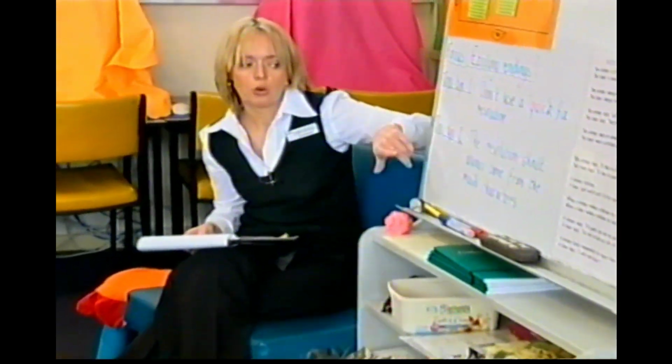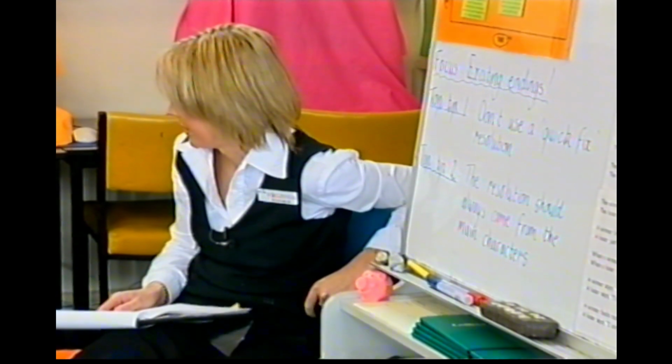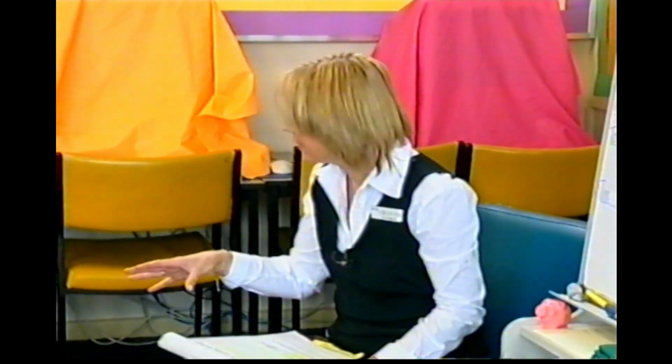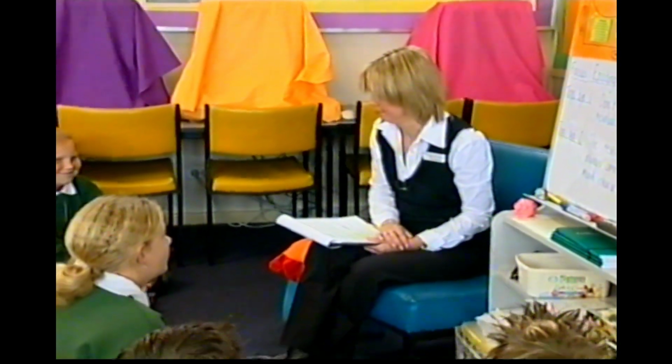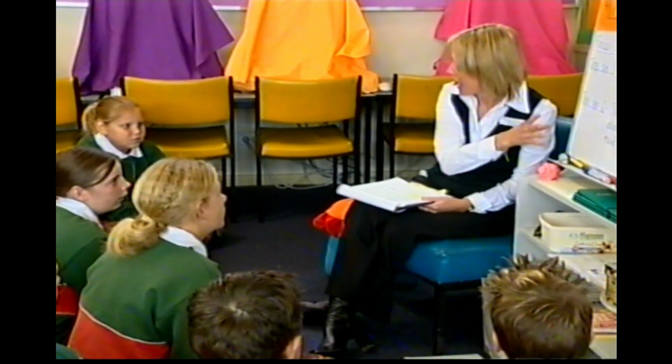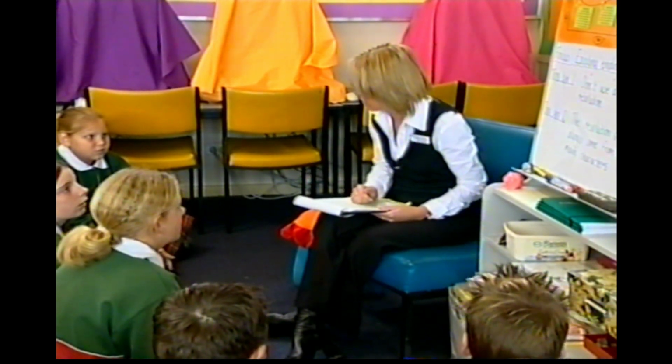Now, the next tip is that the resolution should always come from the main characters in the story. It should come from the inside. So you don't want to bring in a completely new character that you haven't mentioned or you've only mentioned once or twice and they come in and save the day, because they've had nothing to do with your narrative. So it doesn't make sense that a stranger would come in and save the day. You want your main characters that the reader knows lots about to come in and resolve whatever the problem is or show how your main characters have changed.